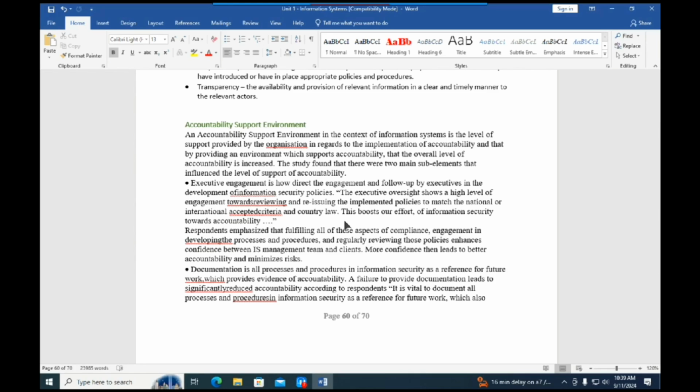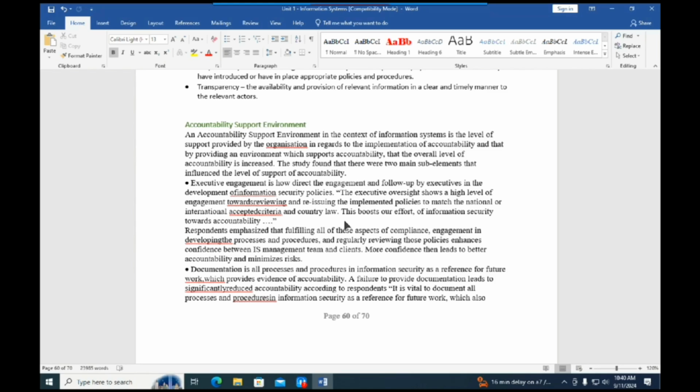So you have the executive that does an oversight, and that shows a high level of engagement towards the reviewing, issuing and implementation of policies to make sure that they are matching the national or maybe international criteria that is accepted, or the criteria accepted by the laws of the country. Now, the executive engagement will actually boost the efforts of information security towards accountability.